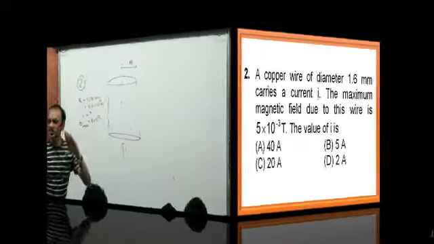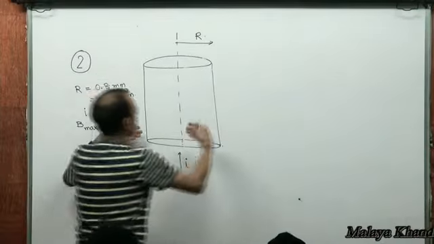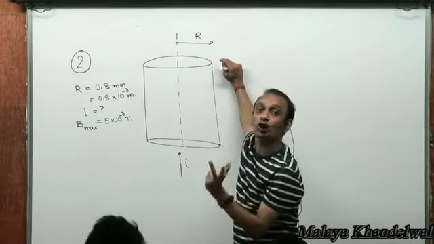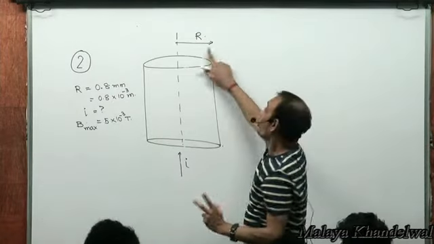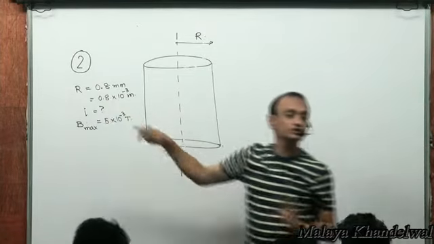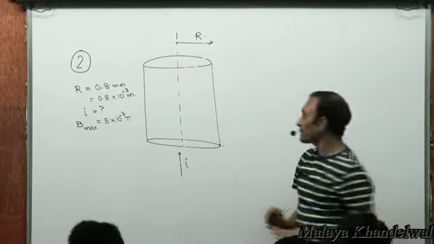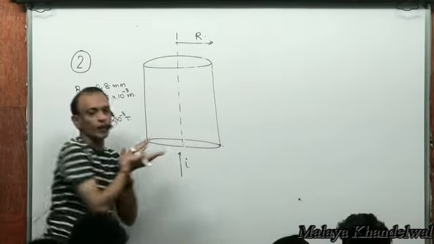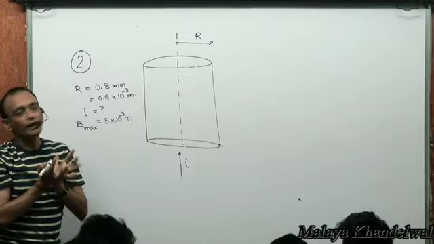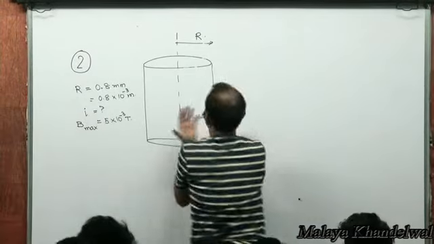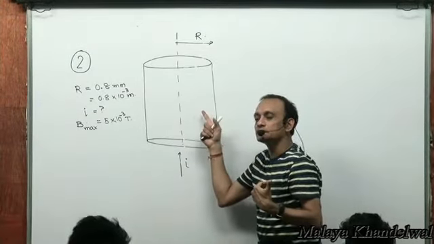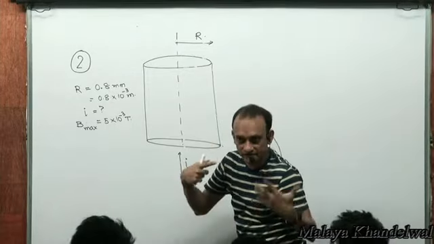Right, so the next problem is about a copper wire. I'm assuming it's a solid copper wire of radius r given by 0.8 into 10 to power minus 3 meters. And it carries a current I whose value we do not know. Now, in the surrounding region, this copper wire will produce a magnetic field.